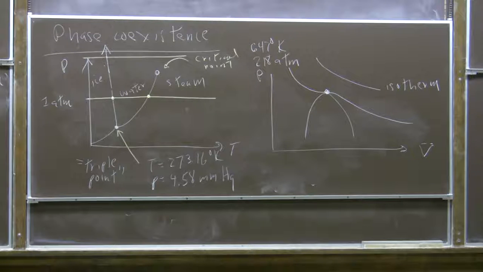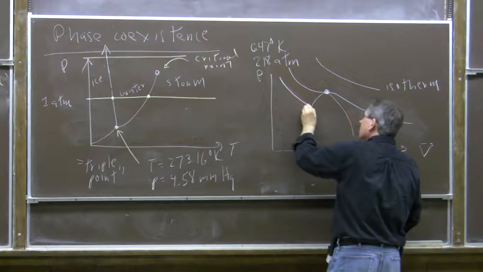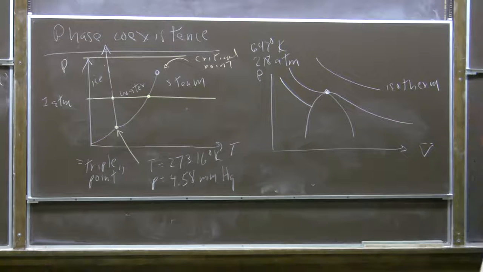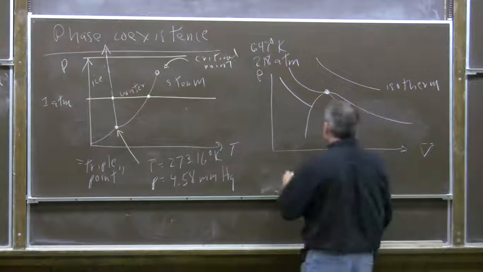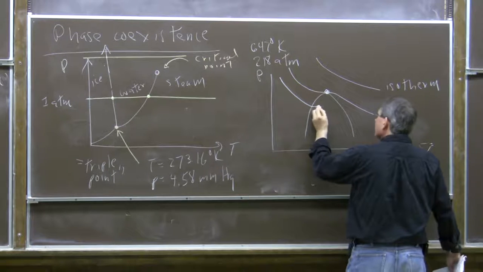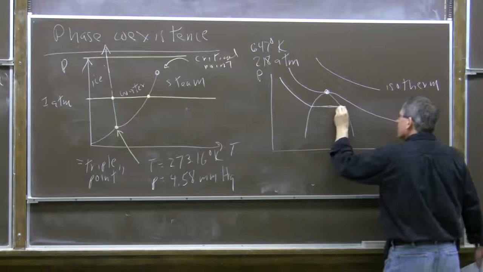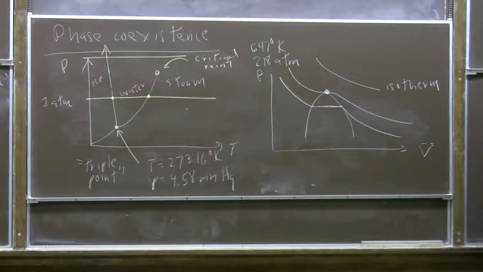Forget about the solid for now. So what happens is, as we increase the pressure at some fixed temperature, for a while, as the volume changes, the pressure stays fixed, remains constant, and then starts to decline again.